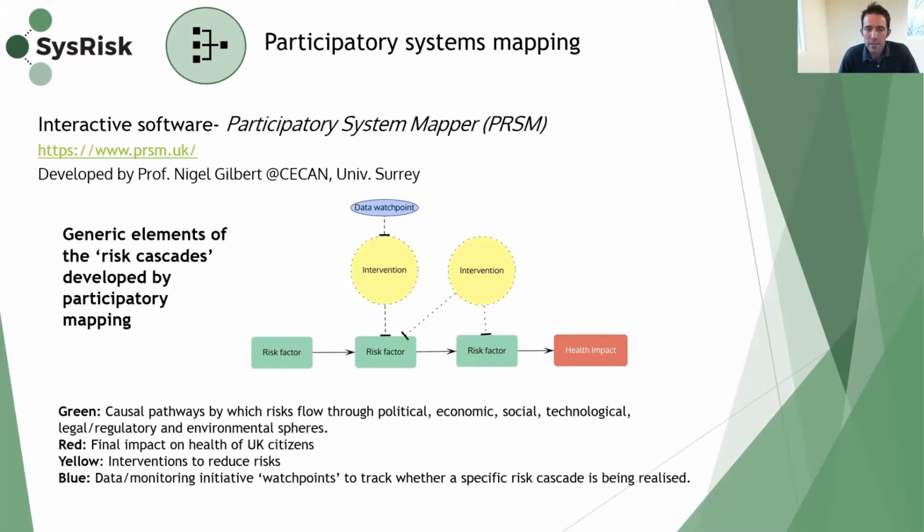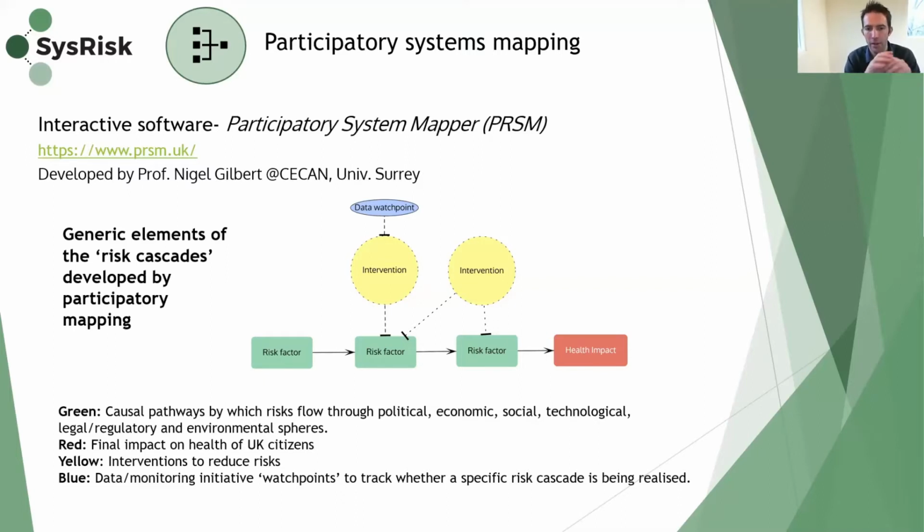We used participatory systems mapping. And actually we were lucky to have Professor Nigel Gilbert from CECAN, the Centre for the Evaluation of Complexity Across the Nexus, I hope I've got that right, at Surrey, who developed this software. And it's an interactive software, so essentially it's the equivalent of being in the same room and being able to draw on a whiteboard a kind of systems map and put your sticky notes on the map. You can see what other notes people are putting onto that map in real time.